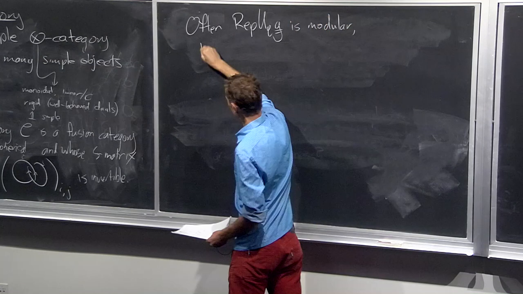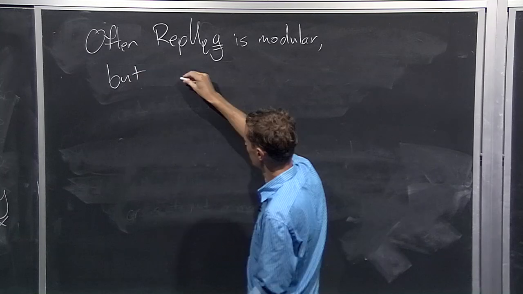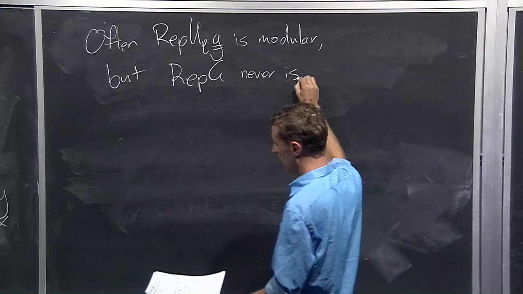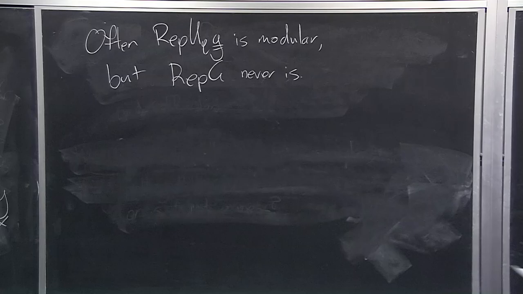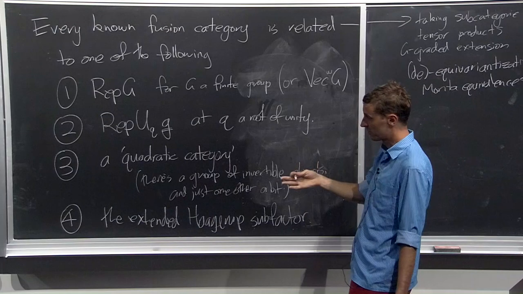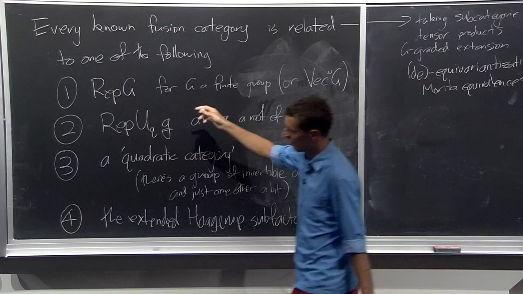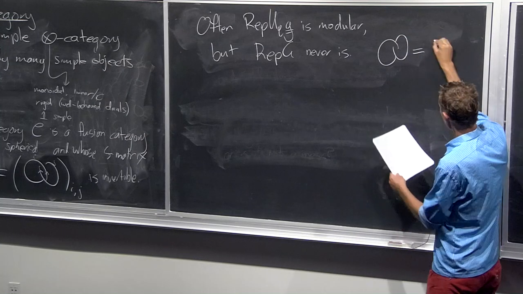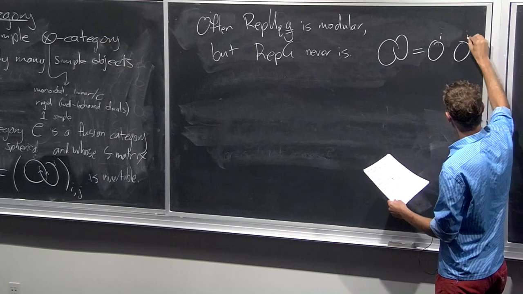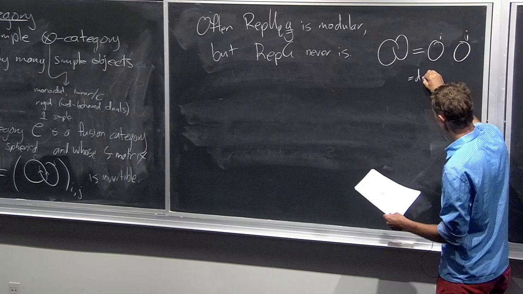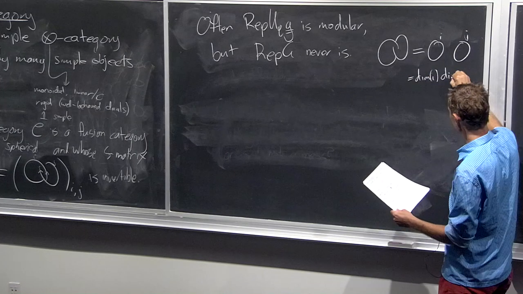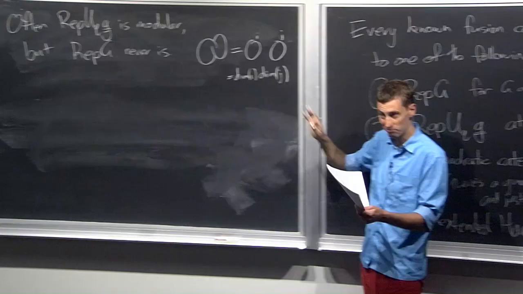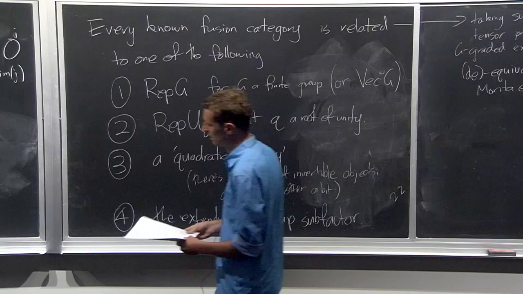But just so people have examples to keep in mind, Rep G never is, because as we talked about, Rep G is actually symmetric. As soon as you're symmetric, the Hopf link, you can just untie it, it just becomes two unlinked circles, and that just gives us the dimension of the object I times the dimension of the object J. So you can see the S matrix is just rank one. Okay, so once you're symmetric, you're very far from being modular.